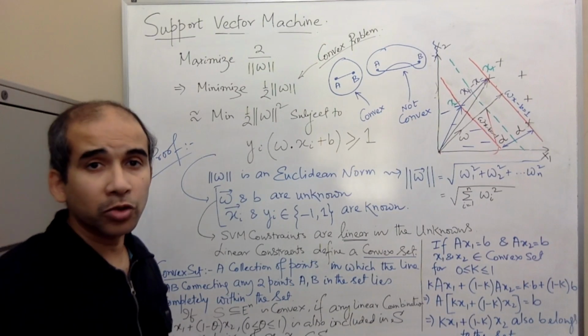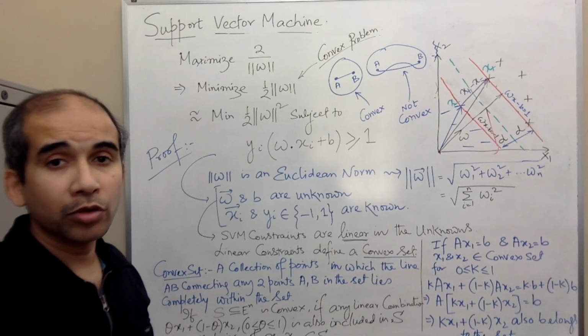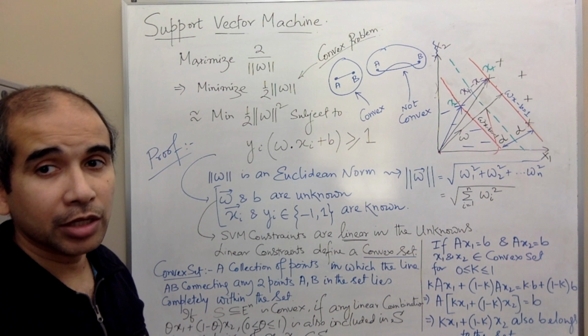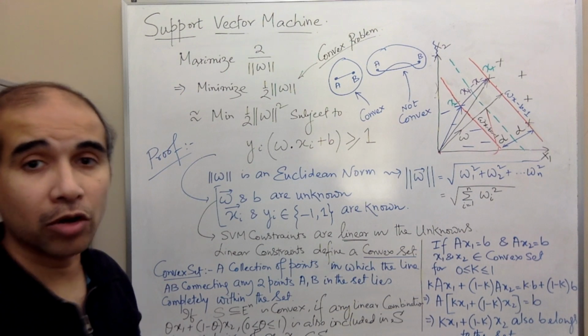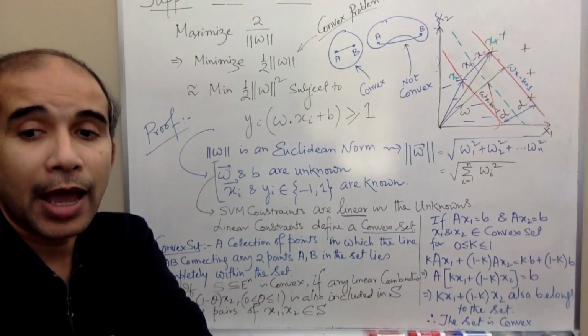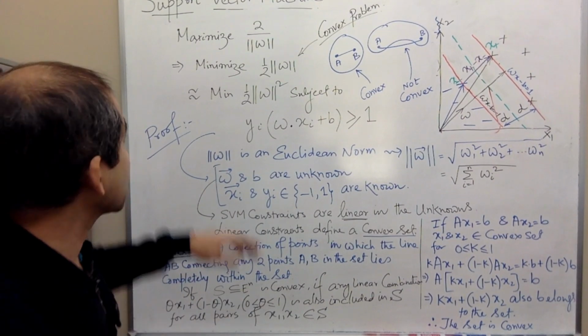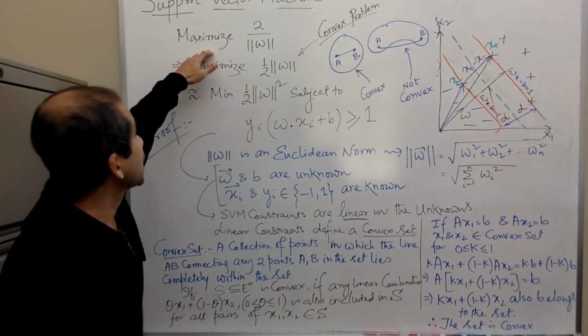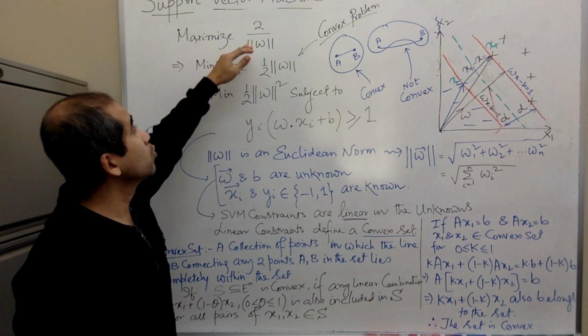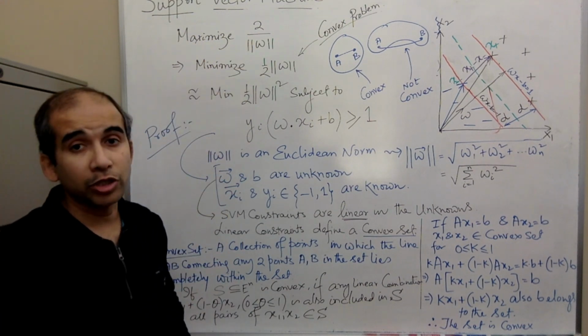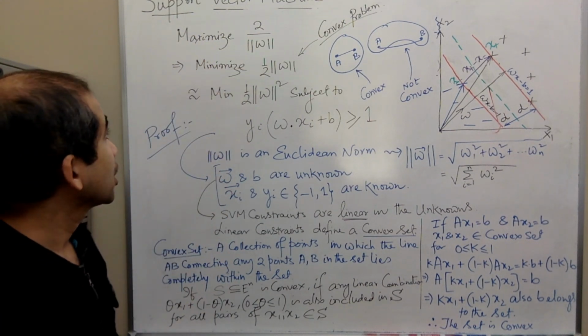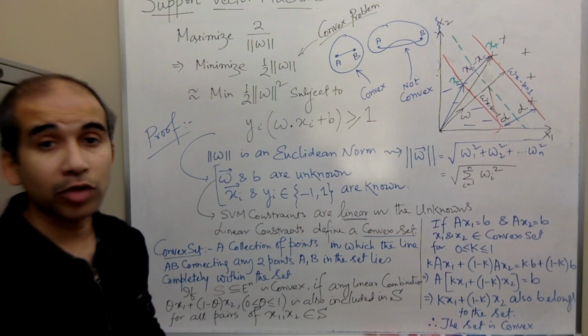In this video we are trying to show how the support vector machine's main optimization problem is a convex optimization problem, and I will explain that. We said that we want to maximize 2 divided by mod w, which is the norm of the vector, remember, perpendicular to the hyperplane.